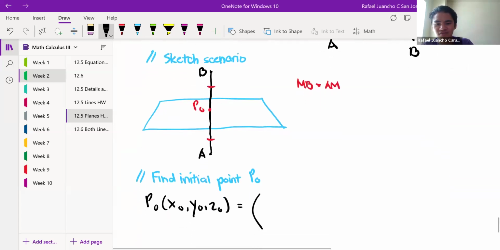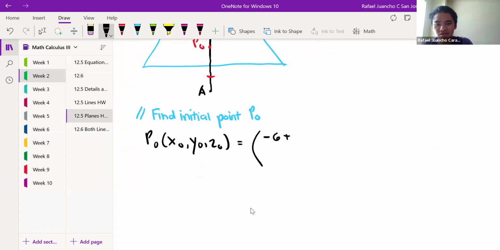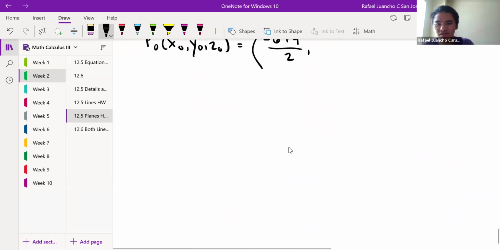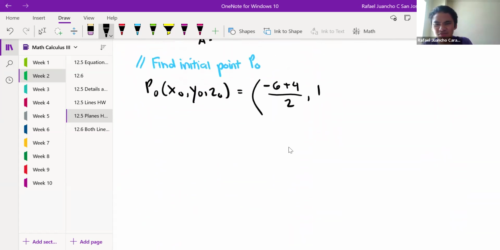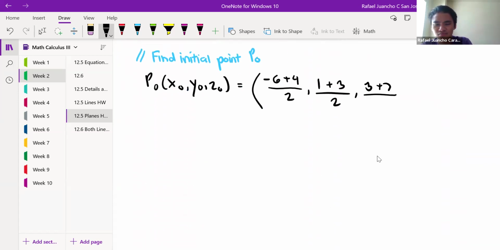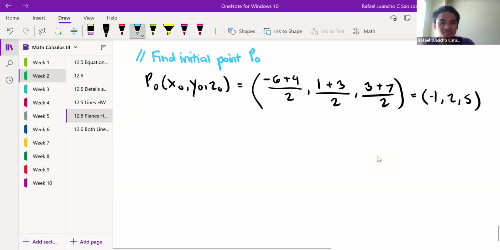So we have from A, -6, we're gonna add it to 4, we divide by 2. Boom, that's our X. Then we have 1 plus 3 divided by 2. That's our Y. Then lastly, we have 3 and 7 divided by 2. So it's the middle point. So this will give us the point -1, 2, and 5, right? Done. Now we have our point.